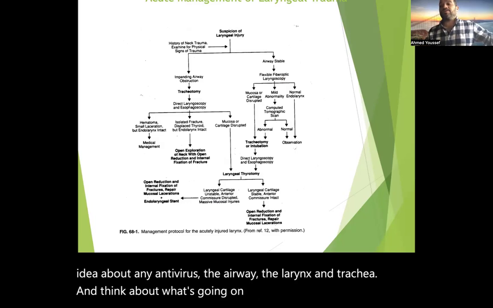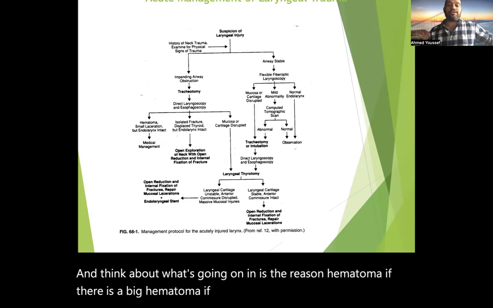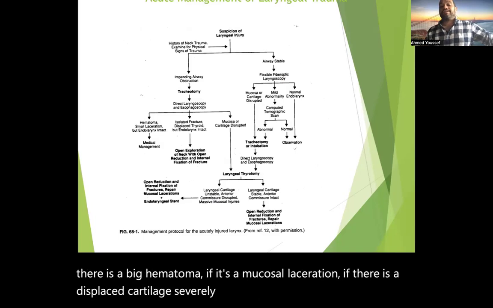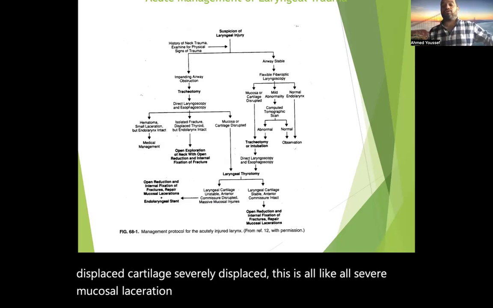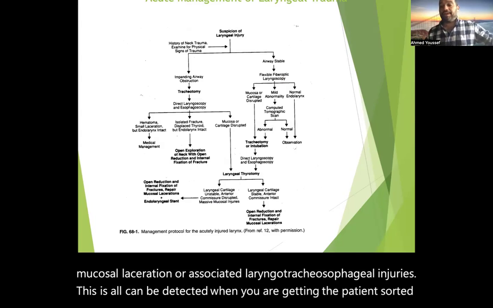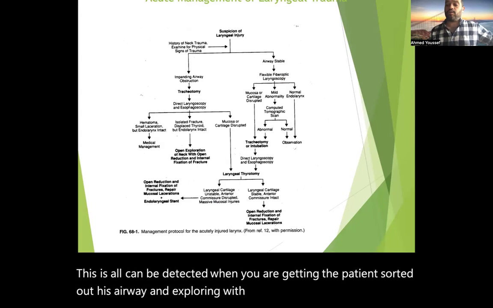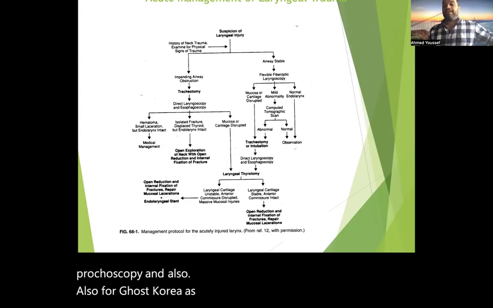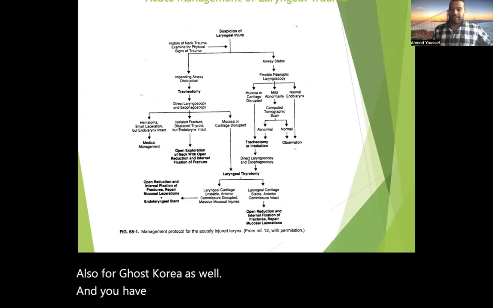If there is a laryngeal hematoma, a big hematoma, a mucosal laceration, a displaced cartilage, severely displaced, or severe mucosal laceration or associated laryngotracheoesophageal injuries, this can all be detected when you are securing the patient's airway and exploring with the DL, laryngoscopy and bronchoscopy, and also oesophagoscopy as well. And you have to repair accordingly, okay?